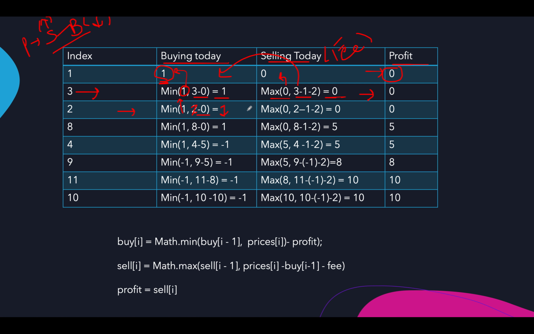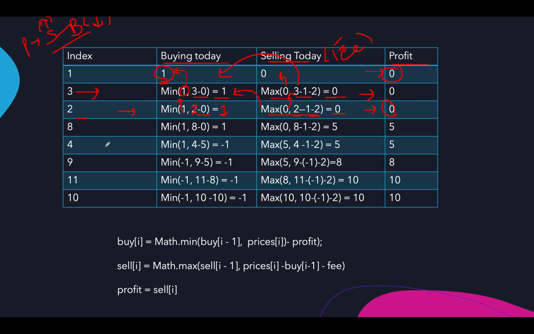Let's talk about the selling today case. If I'm selling today, then what are the two cases? Whatever my previous profit was so far, it's 0, and if I'm selling today, that means I'm selling at price 2. So 2 minus whatever the buying cost for the previous day was, 1, and the fee that I need to pay, 1, so 2 minus 1 minus 1 is 0, wait, 2 minus 1 minus 2, that is minus 1. The maximum of these two is 0. The profit becomes 0.